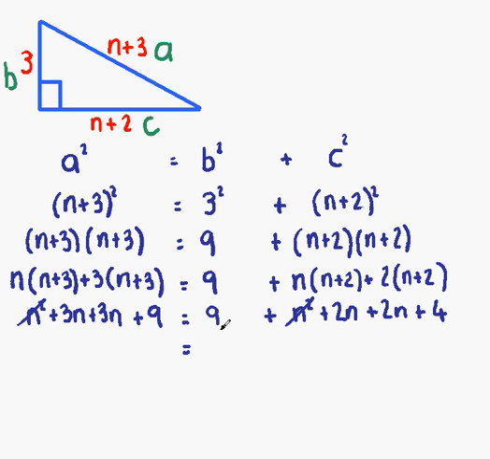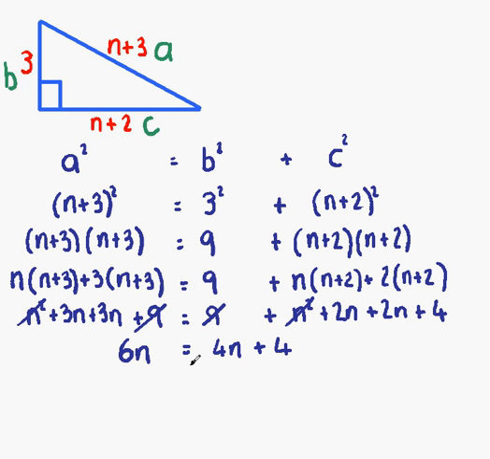If you notice, we have something similar with the number 9. We have 9 here and 9 on the right hand side, which can be cancelled at this point also. That leaves us on the left hand side with 3n plus 3n, which is 6n. And on the right hand side we have 2n plus 2n, which is 4n. And finally we have our plus 4 on at the end.